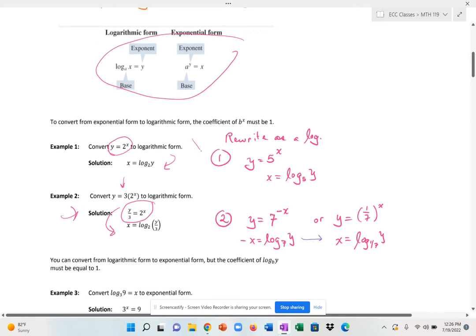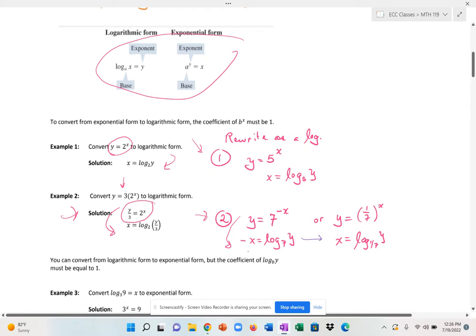And here are a couple more examples. y equals 5 to the x gets rewritten as x equals log base 5 of y. And here, y equals 7 to the negative x gets rewritten as negative x equals log base 7 of y.